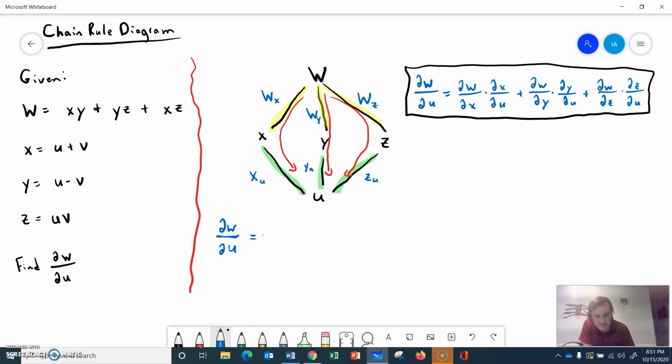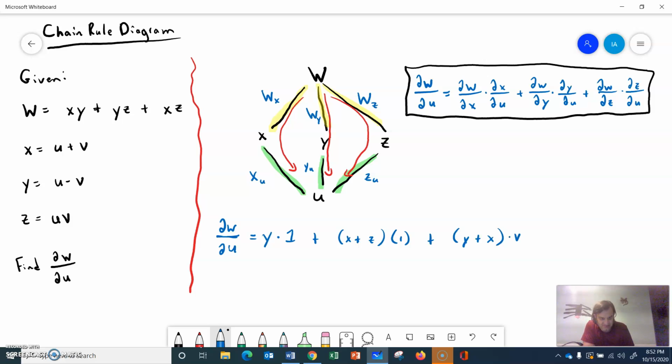Okay, so w with respect to x, we get y, and that's it. So let's not overdo that. We get y, and then x with respect to u is 1, and then w with respect to y is x plus z. And then y with respect to u is 1. And then w with respect to z would be y plus x. And then z with respect to u would be v.